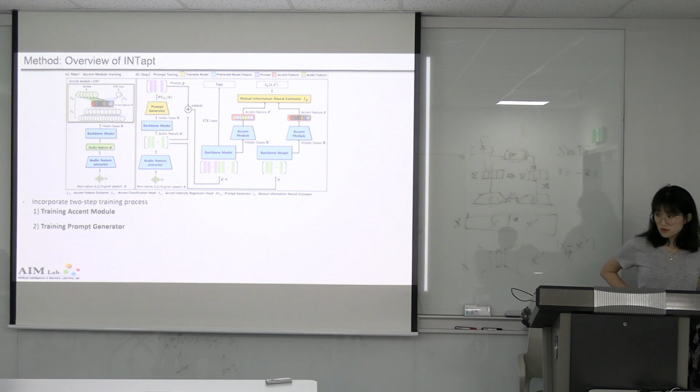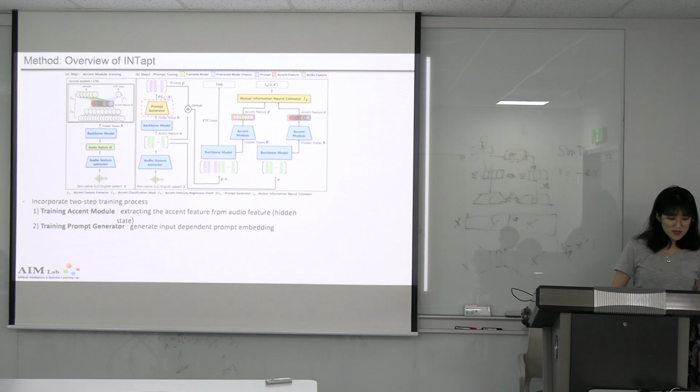So I'll explain the details of the method. INTapt incorporates a two-step training process. The first step is training an accent module that can extract the accent feature from the audio feature. The next step is training a prompt generator that generates input-dependent prompts, and this prompt will be input into the model with the original data.